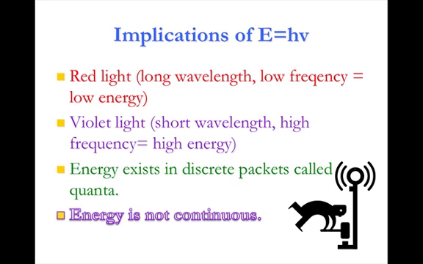Another example of that would be if you could go to the ATM and get out any amount of money that you want, it would be continuous. But usually when you go to the ATM, you can only get out 10s and 20s, and so it only gives you money in discrete amounts. So we learned that energy comes in discrete packets called quanta.